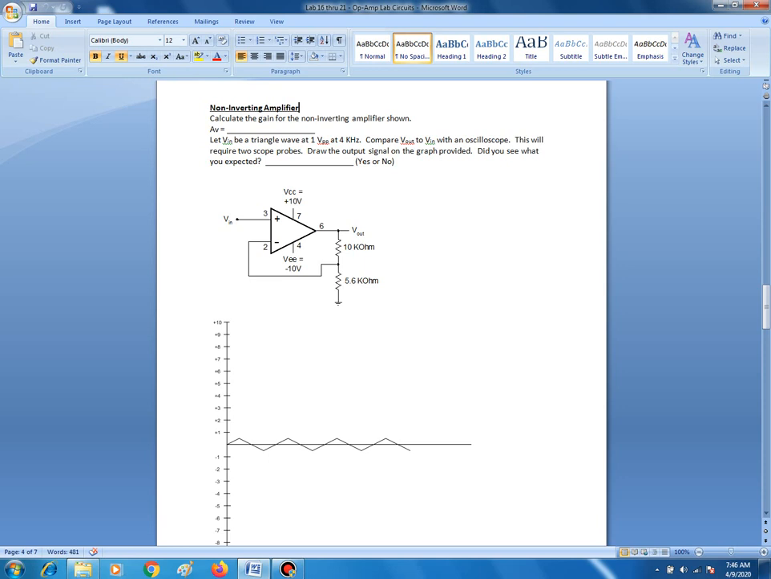This next circuit is a non-inverting amplifier. We're asked to calculate the gain for the non-inverting amplifier shown, and to let Vin be a triangle wave with 1 volt peak to peak at 4 kilohertz, and compare your Vout to Vin with an oscilloscope. This will require 2 scope probes. Draw the output signal on the graph provided. And did you see what you expected? So let's do this one.